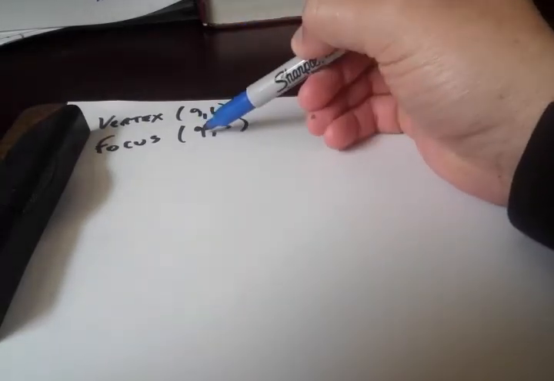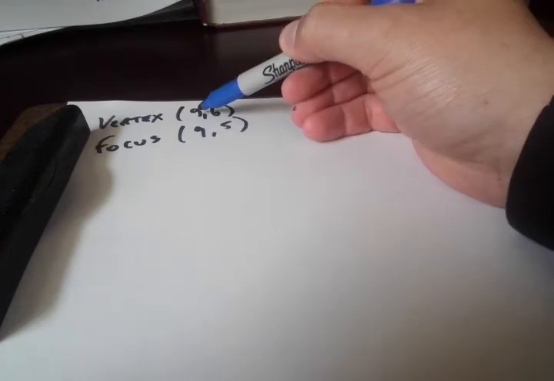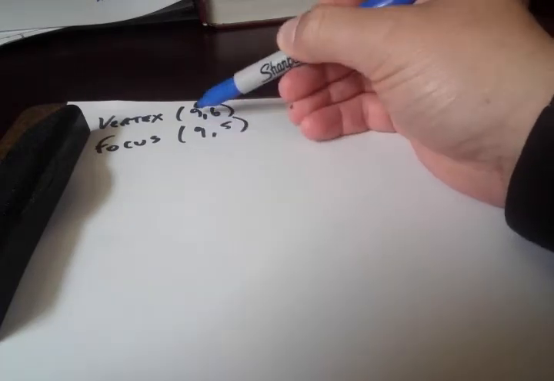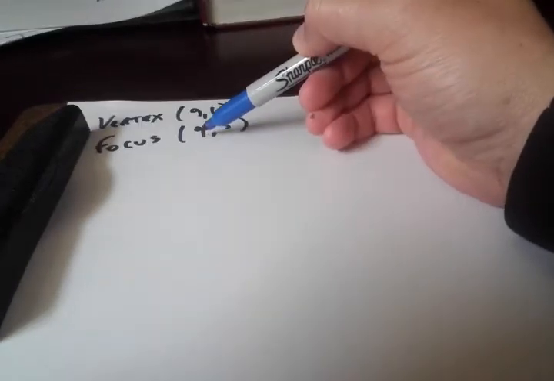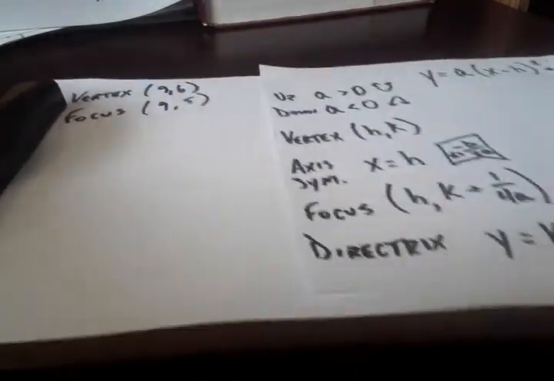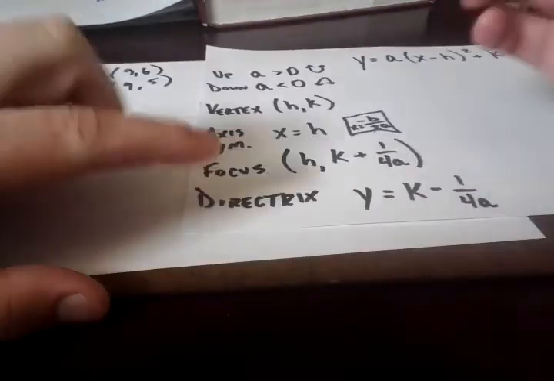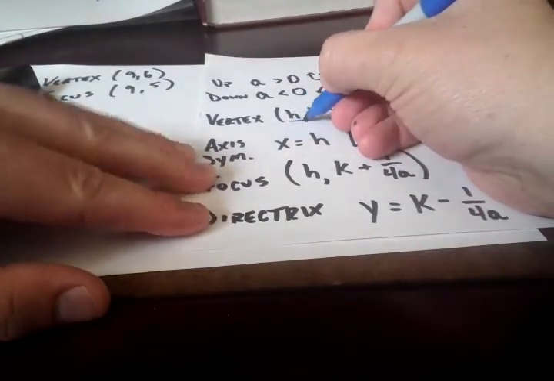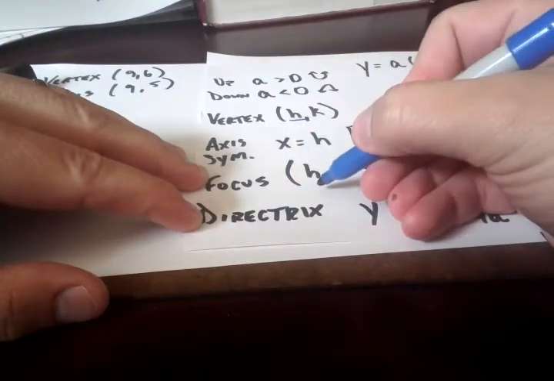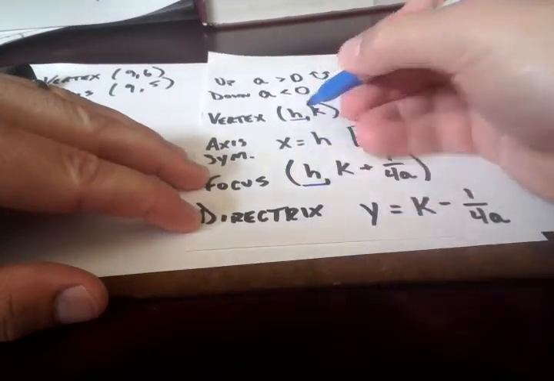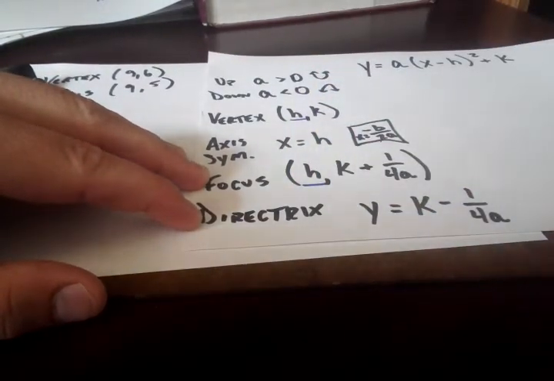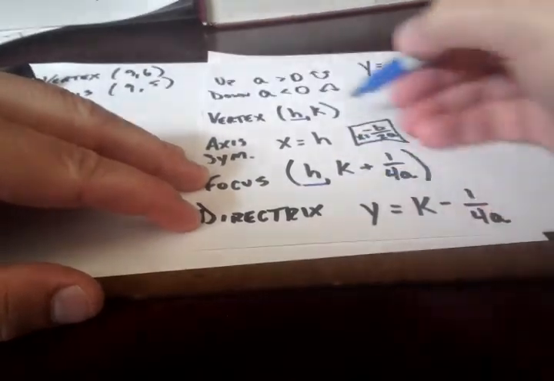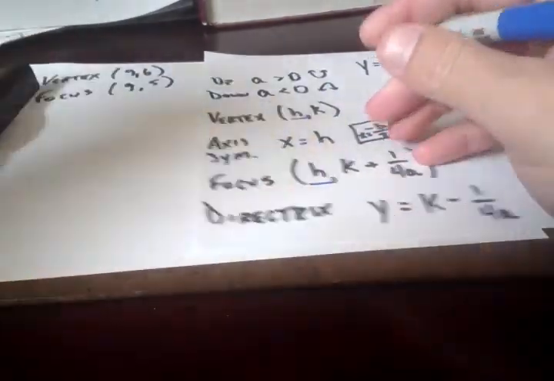What I want you to notice, if you haven't already, is that both of the h values, or at least the x value, are the same. This is a 9 and this is a 9. So let me bring you back to my sheet, which you can again find on 599. Look at this. Y equals vertex, focus. See how the vertex and the focus have the same h? The k's, the y values, are different in the vertex and the focus.